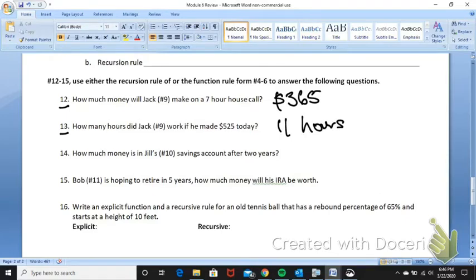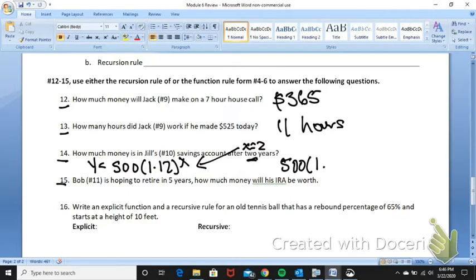All right, so let's look at 14 and 15. 14 is asking about number 10, about how much money Jill is going to make in her savings account after 2 years. So if we look at the explicit function on that, it's going to be y equals 500 times 1.12 to the x. So this 2 represents your x, so you just have to plug that in right there. So we're going to have 500 times 1.12 squared. Pretty easy to plug into your calculator. We're going to get a final answer there of $627.70.